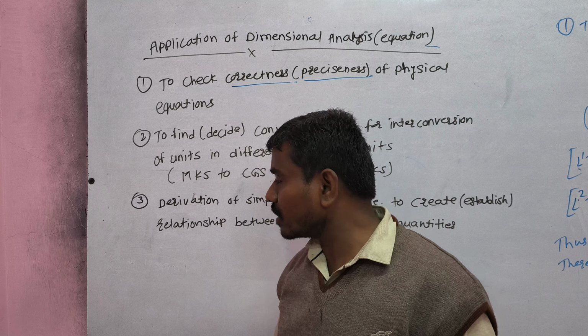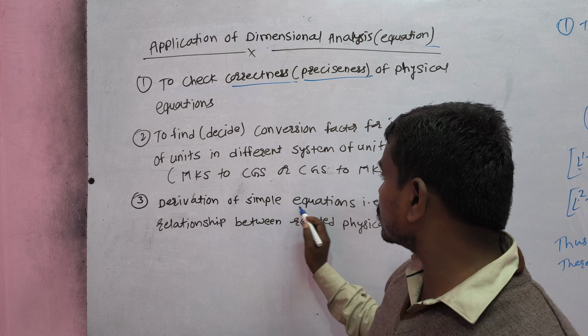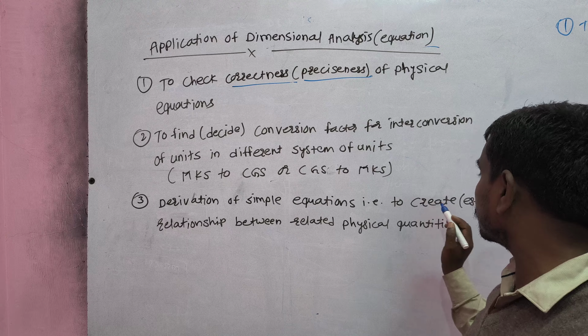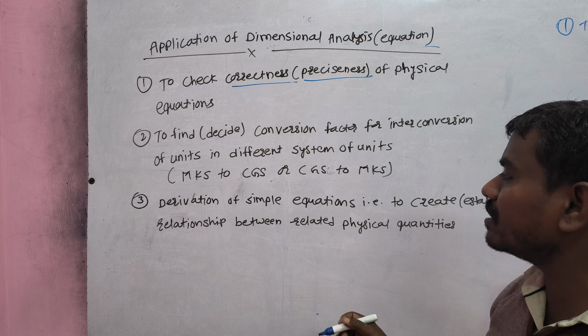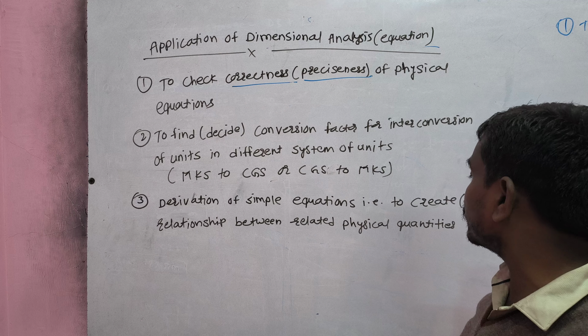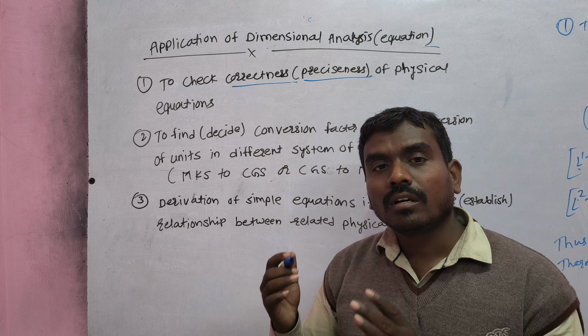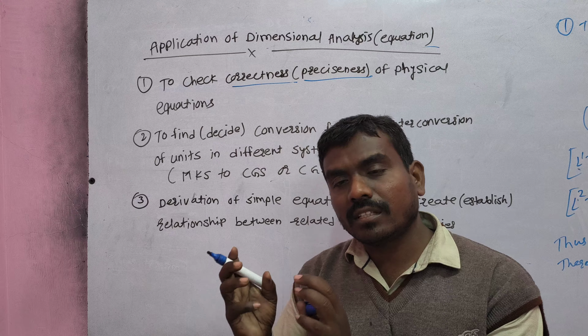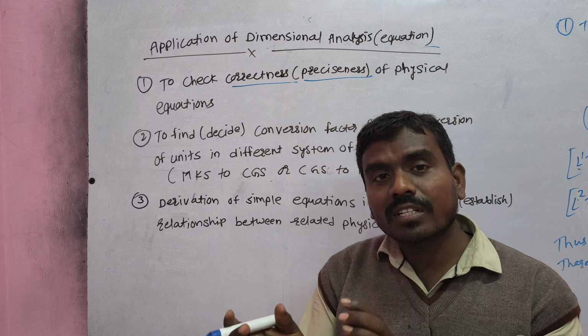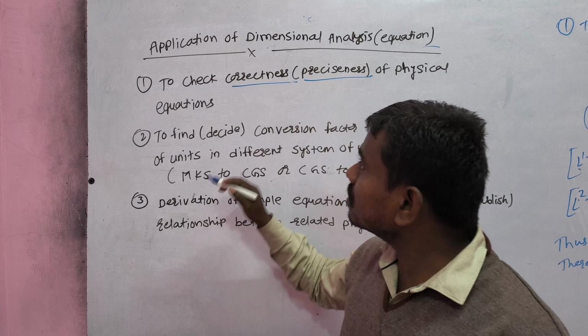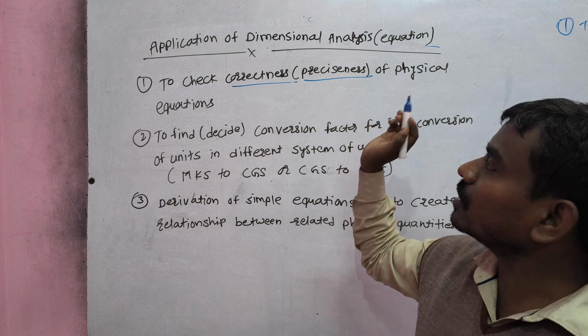And third important application, derivation of simple equations. Derivation of simple equation, that is to create or establish a relationship between related physical quantity. So in this application, one physical quantity is correlated with another physical quantity. So this is third application of dimensional equation.